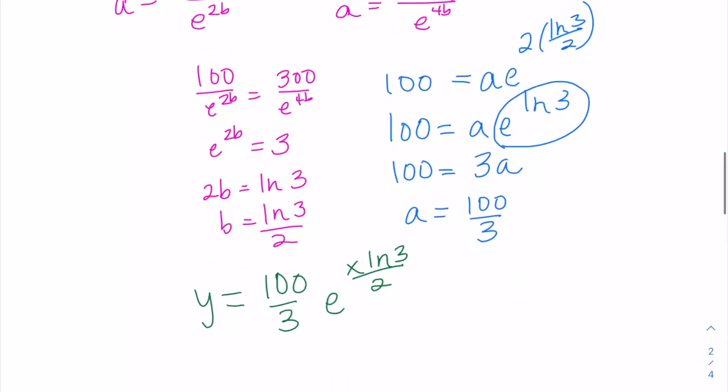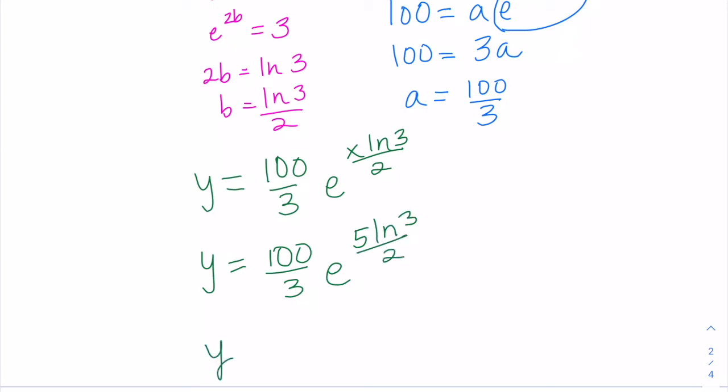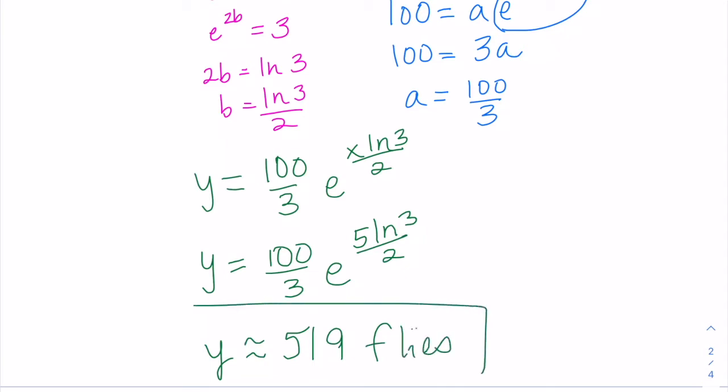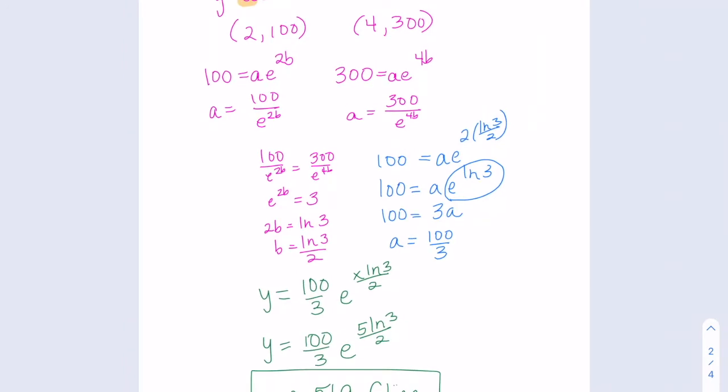And now we want to figure out how many approximate flies there'll be after 5 days. So we'll plug in 5 where we see x. So that's 5 times natural log of 3 over 2. And when I put that in the calculator, I want to make sure I round to the nearest fly. So that'll be about 519 flies. All right, so solving for that, we had to write 2 equations and then solve for that system. All right, let's go to the next example.